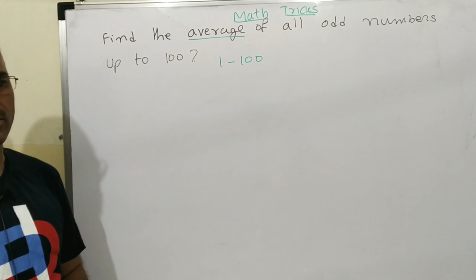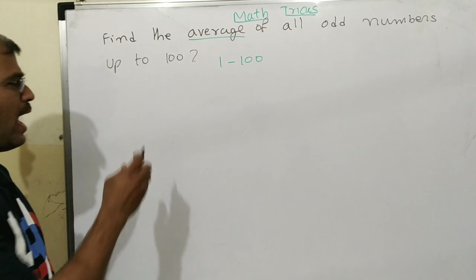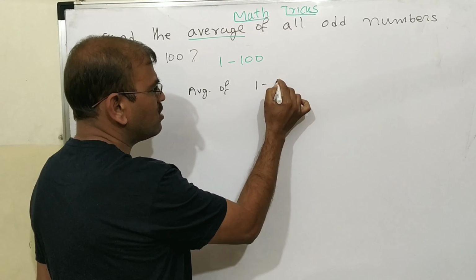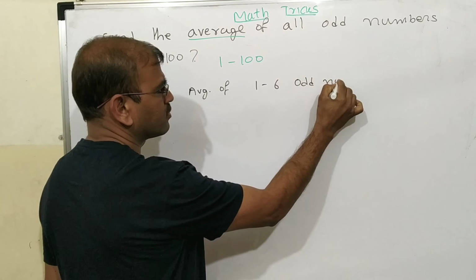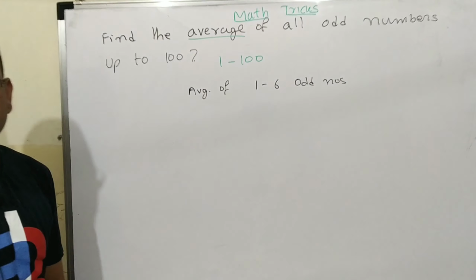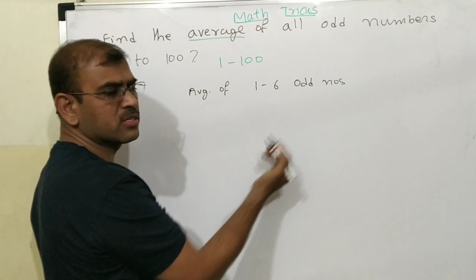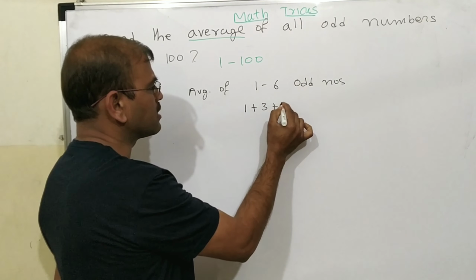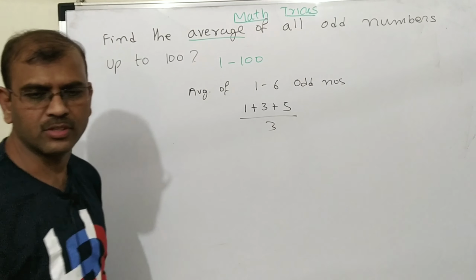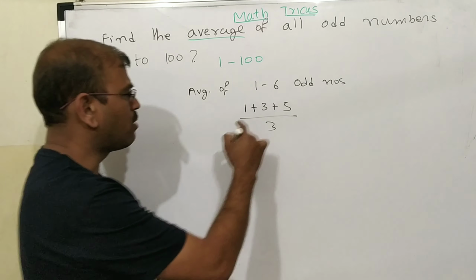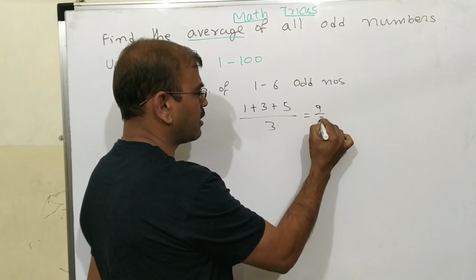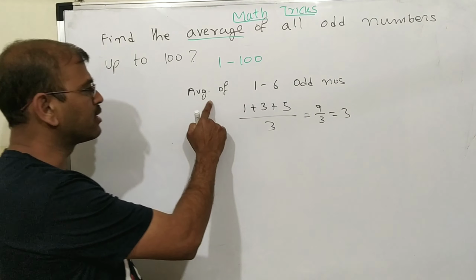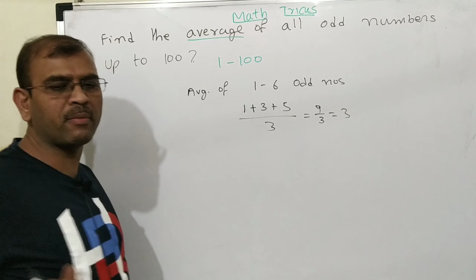Before we get into this, I will just ask: what is the average of the odd numbers from 1 to 6? How are you going to write it? We'll write 1 plus 3 plus 5 divided by 3. Usually we write like this. So how much are we going to get? 9 divided by 3, which is equal to 3. This is a very simple number. Because I am taking the average of the odd numbers from 1 to 6, I am getting 3.